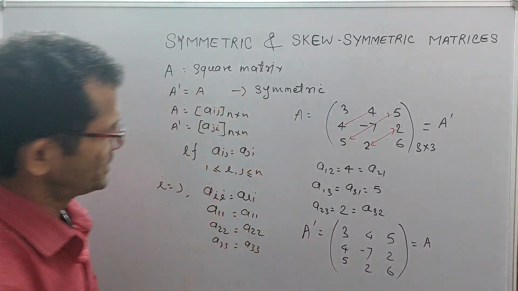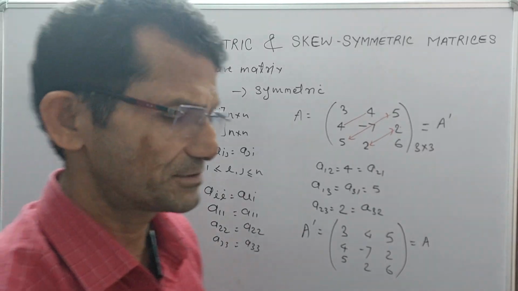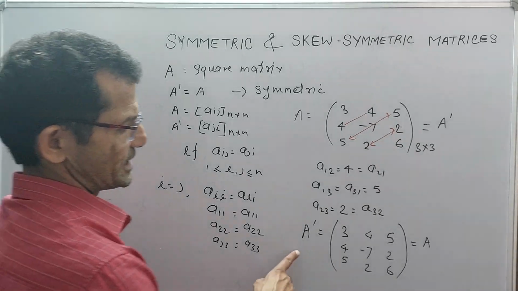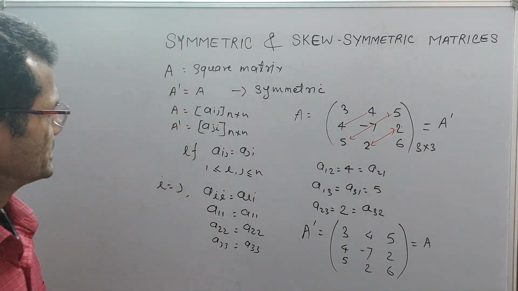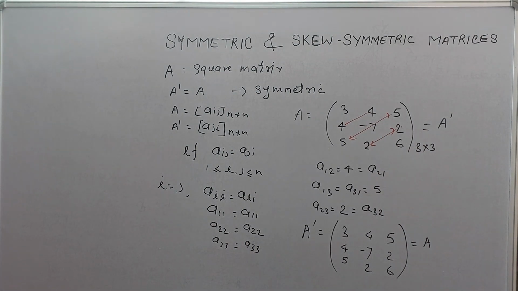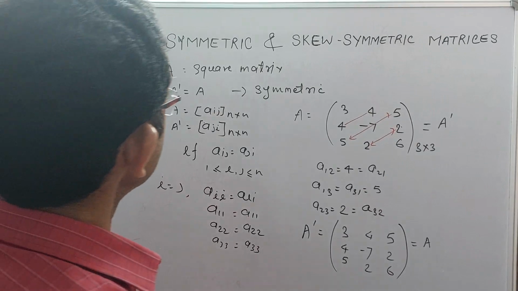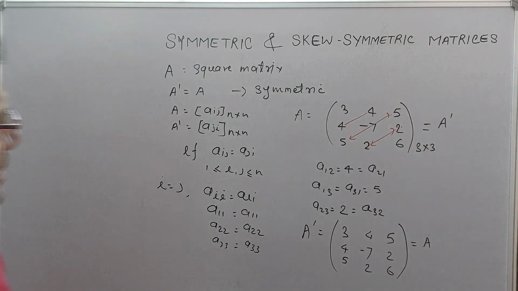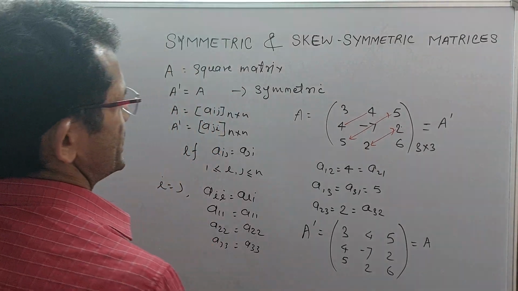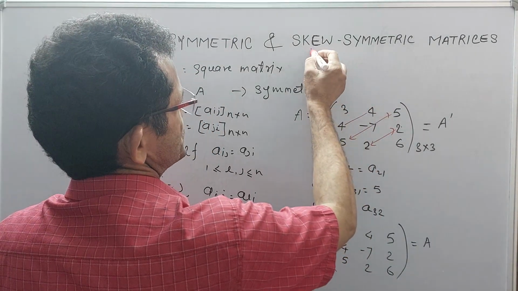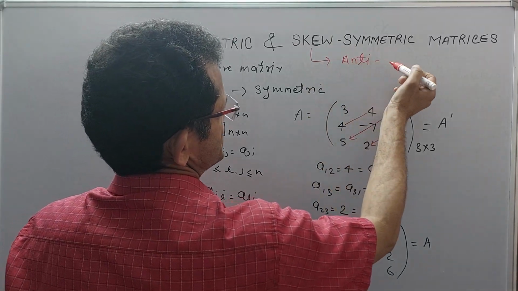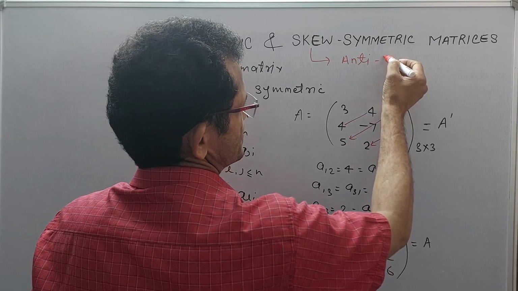So that's why the property says that if the ijth element of matrix A and the jith element of matrix A dash are equal, then it is called a symmetric matrix. Square is already here, so this is the condition for symmetric. Now let us do anti-symmetric, also known as skew-symmetric. So both will be the same one. Anti is just the opposite of symmetric, known as an anti-symmetric matrix.